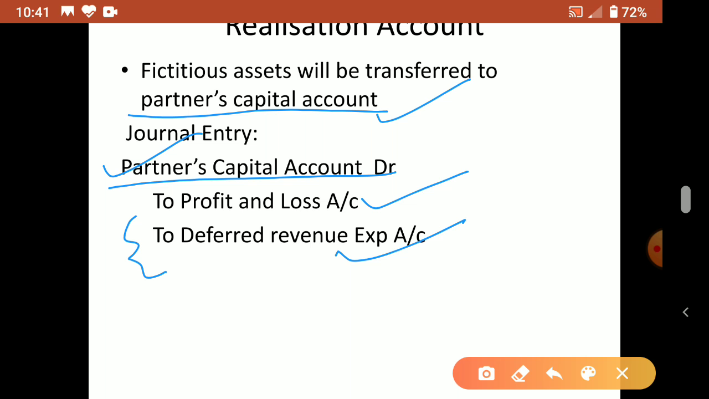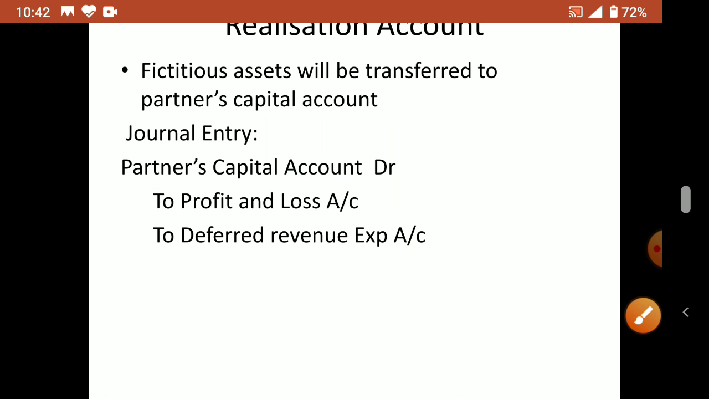Understood? No? So what I told you, realization account is prepared to find out the profit or loss of the business due to the dissolution or change in the value of assets and liabilities. Okay, but some rules you have to remember. Only those assets which can be converted into cash, that only you have to transfer. Fictitious assets don't transfer. Fictitious asset will be transferred to partners capital account, and cash in hand, cash at bank don't transfer because already it is in cash form. Moreover, we prepare cash and bank account separately.